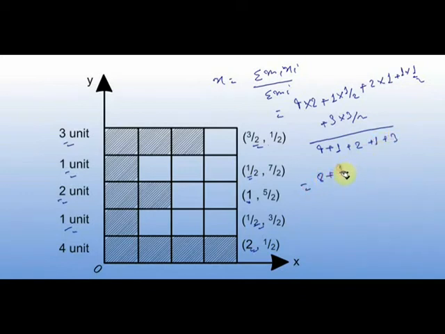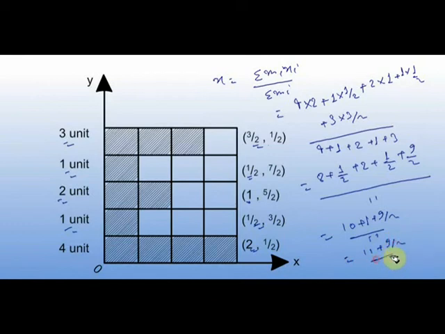So we have 8 plus 1 by 2 plus 2 plus 1 by 2 plus 9 by 2, by 11, since this sum, 4 plus 1 plus 2 plus 1 plus 3, is 11. So we have 10 plus 1 plus 9 by 2, by 11, or 11 plus 9 by 2 by 11, which is equal to 31 by 22. So the x coordinate of the center of mass of this shaded region is 31 by 22.